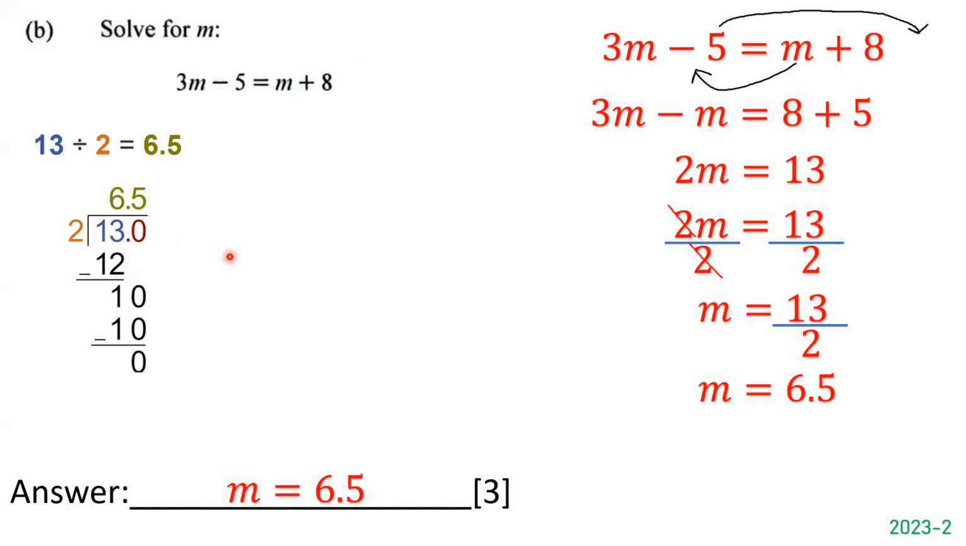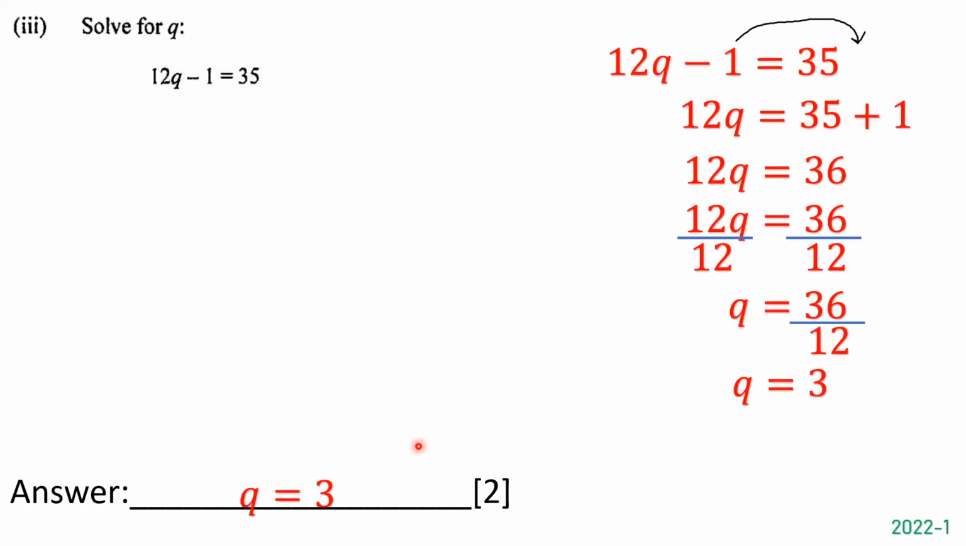All right. And so we have m equals 6.5. Okay, moving right along, we have another question here. We have another linear equation. We have 12q minus 1 equals 35.